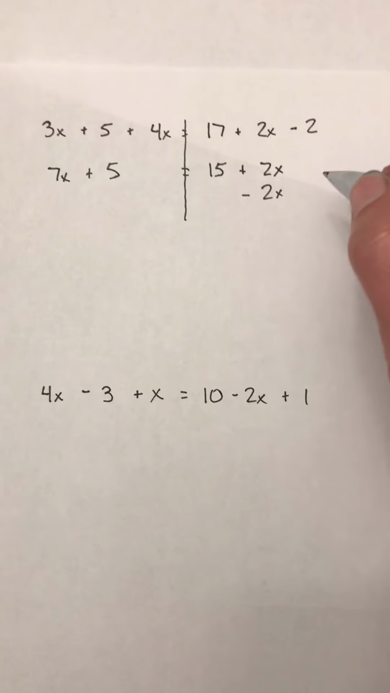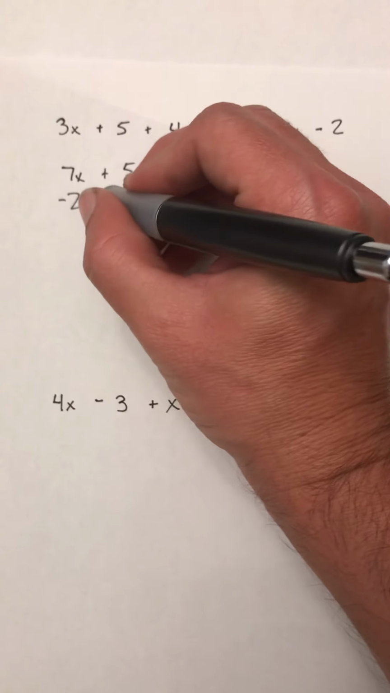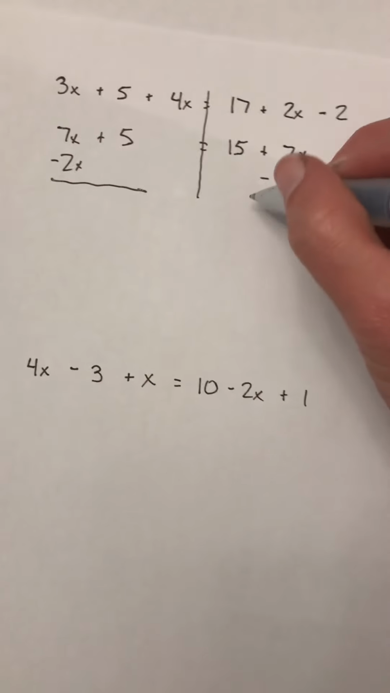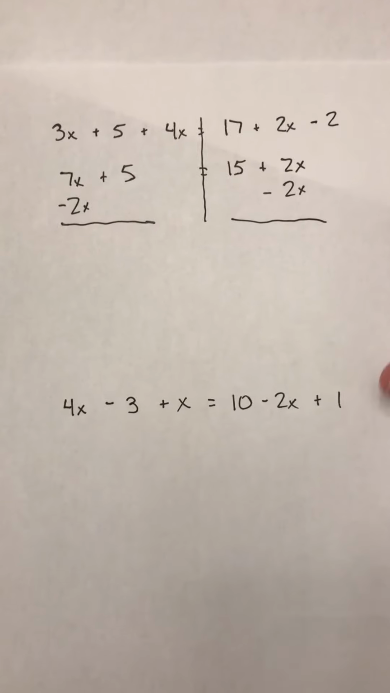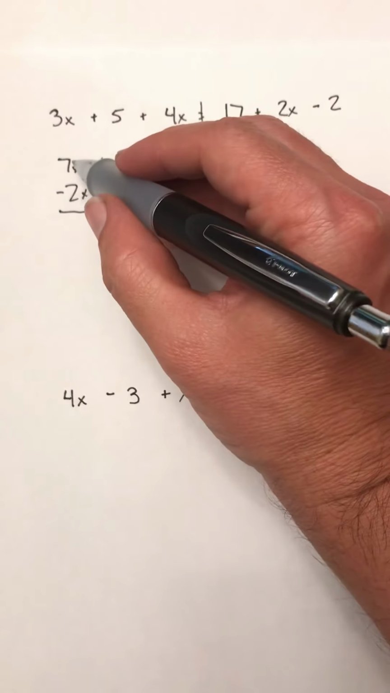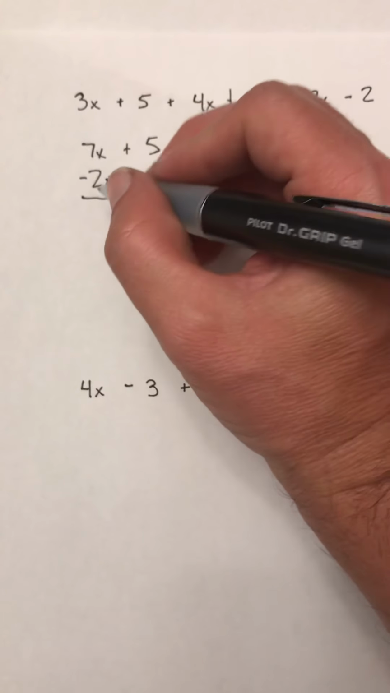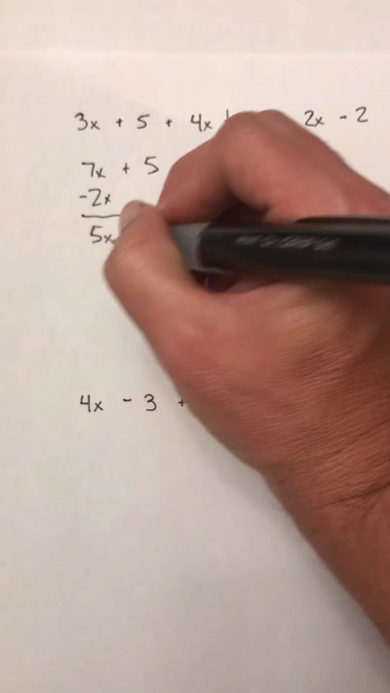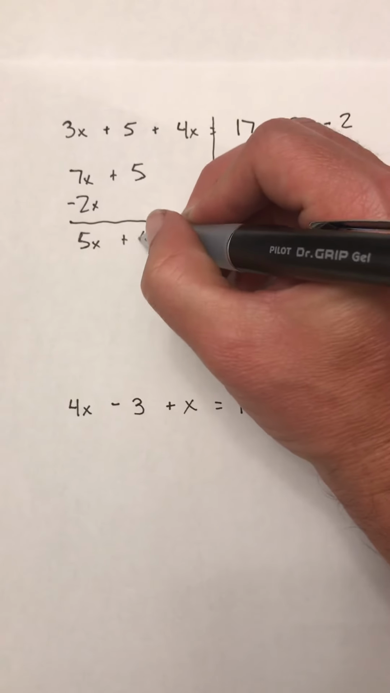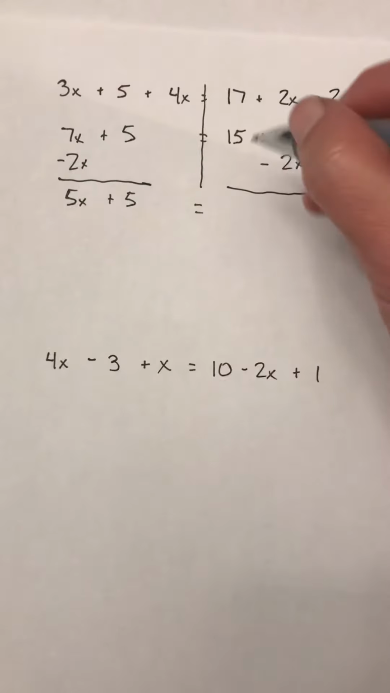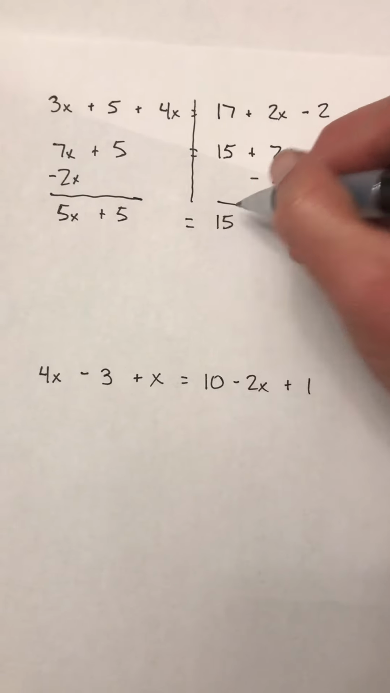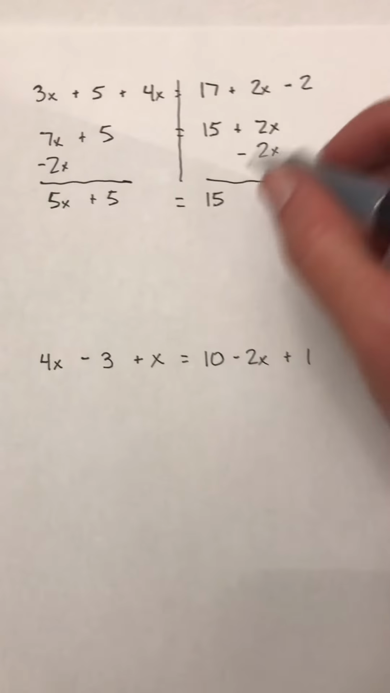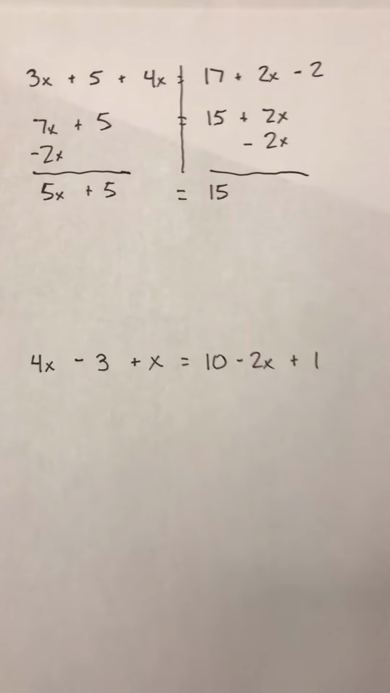If we get rid of it from this side, we've got to get rid of it over here. Make sure you're combining variables with variables. A little tricky to do this. So we got 7x minus 2x is 5x. Bring down the plus 5 that we didn't do anything with. Equals, we didn't do anything with, is 15. And now we have 2x minus 2x, which is 0, so we basically can cross it out. We're left with just 15.